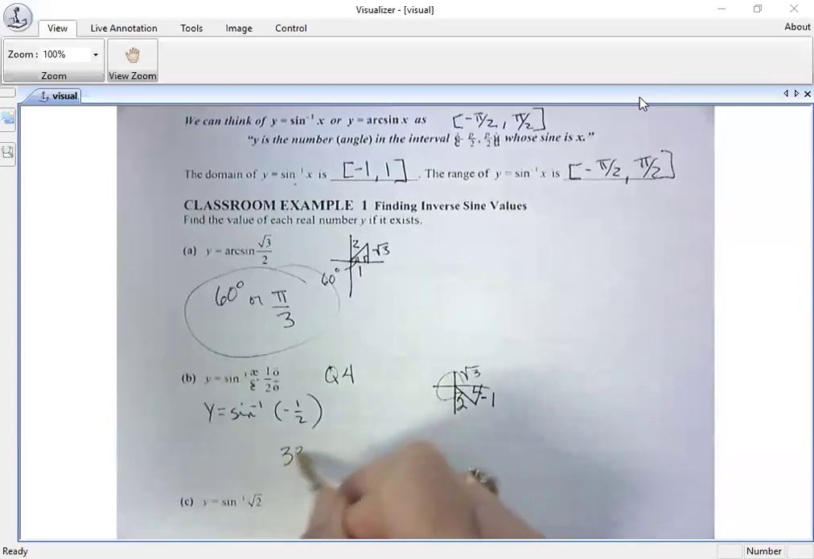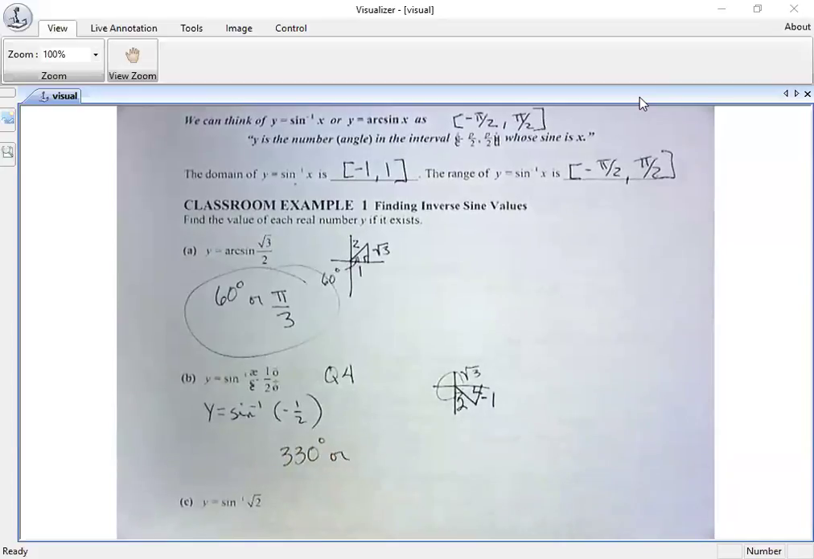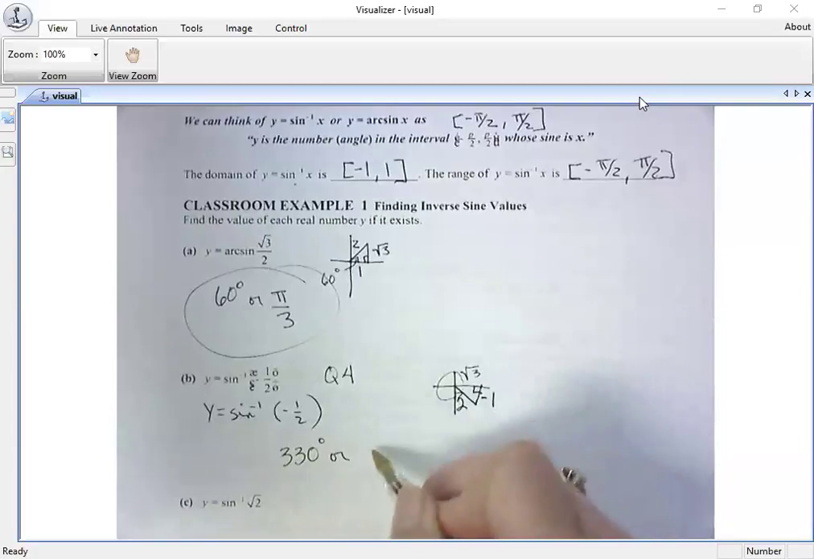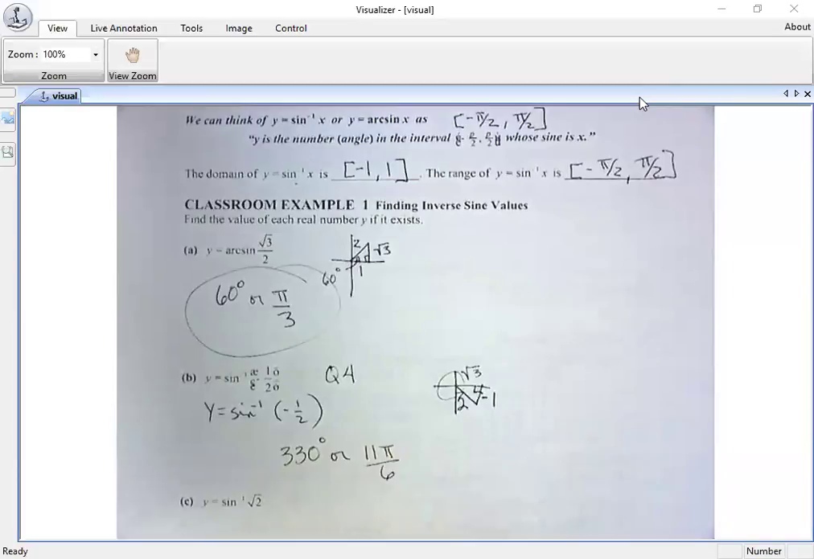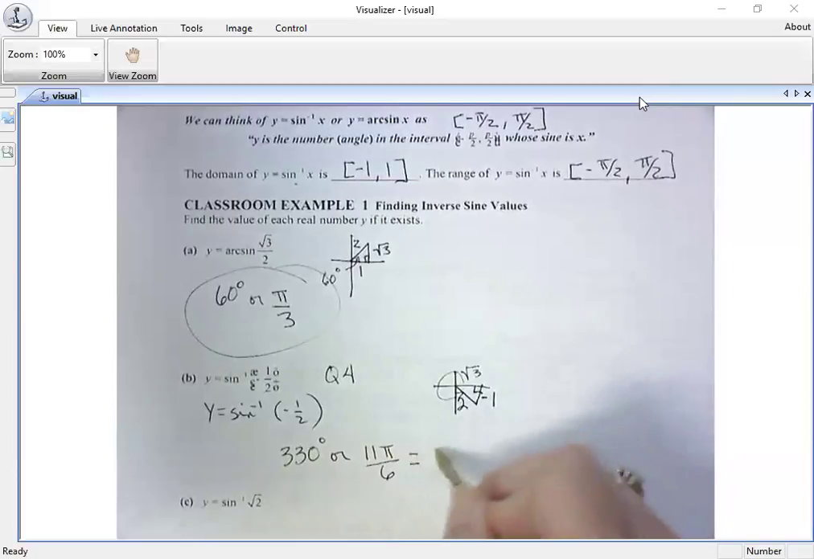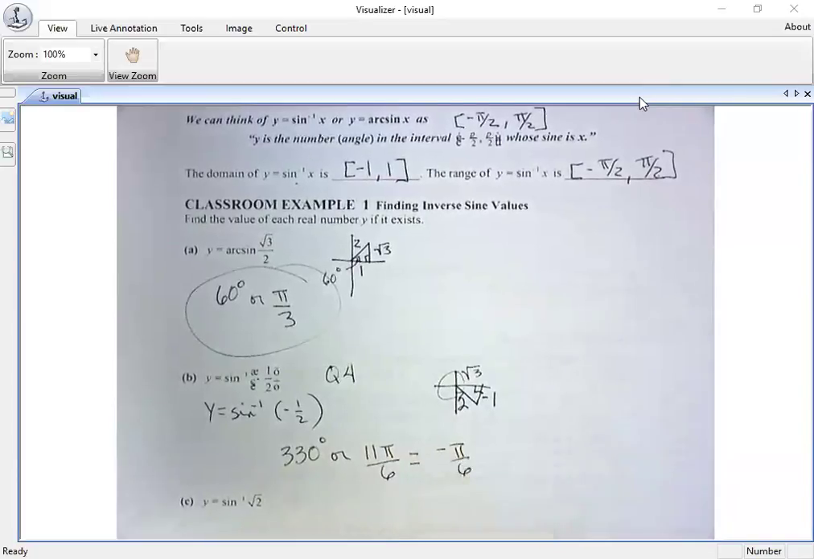330 degrees. Or if I turn that into radians, that would be 11 pi over 6. Okay? Which is also a negative pi over 6, if you wrote it with a negative. All those are equivalent. So it kind of depends on the way the question is worded in my math lab, which form they may want you to type in. So I'm just going to write them all down so that we'll be sure we've looked at it.